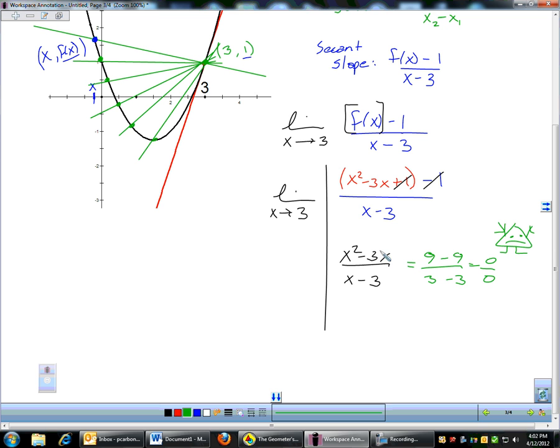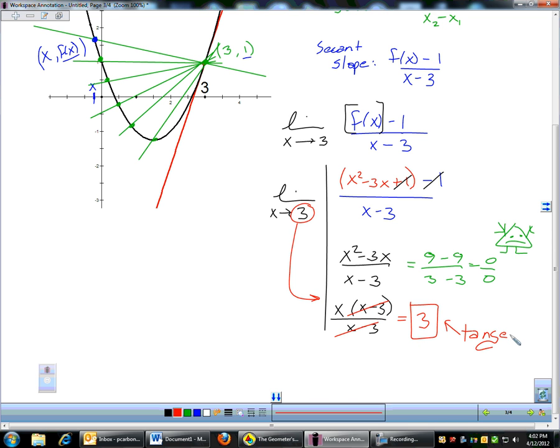x squared minus 3x, I can pull an x out on top. So I'll factor out the x. Leaves me with x minus 3 over x minus 3. The x minus 3's cancel. And all I'm left with is the x. So now I'm going to take the 3, I'm going to plug it in for x, and I'll just get 3. And that's actually what the slope of that tangent line is. That's a slope of 3. So there's my tangent slope.